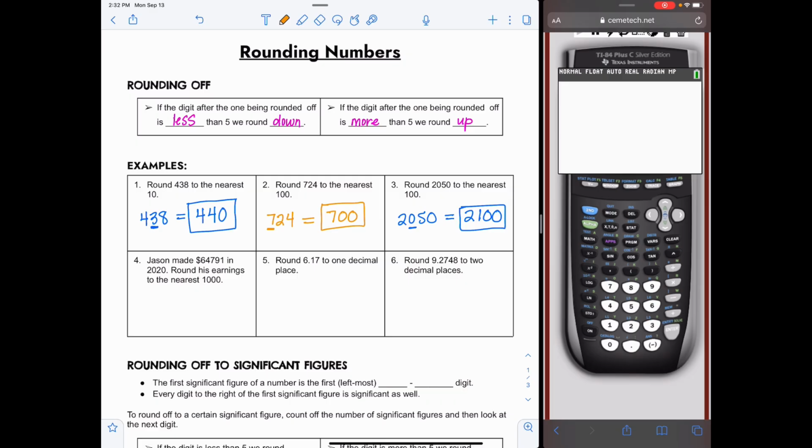If we look at number 4, it says Jason made $64,791 in 2020. Round his earnings to the nearest 1,000. So if I write down 64,791 and I want to round it to the nearest 1,000, I round to where that 4 is. And that 7 is telling me to round that 4 up to a 5, so we can round that to 65,000.